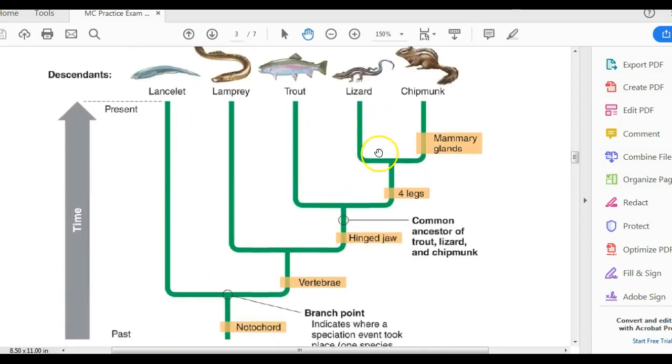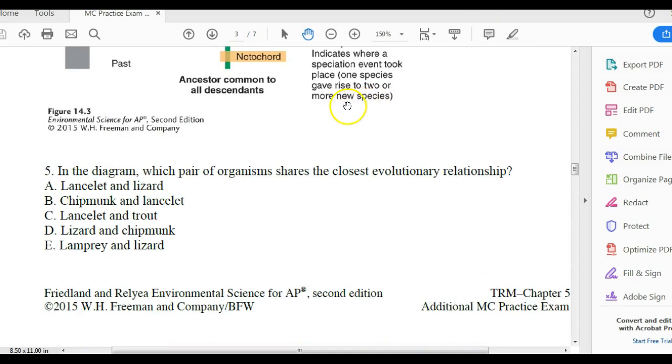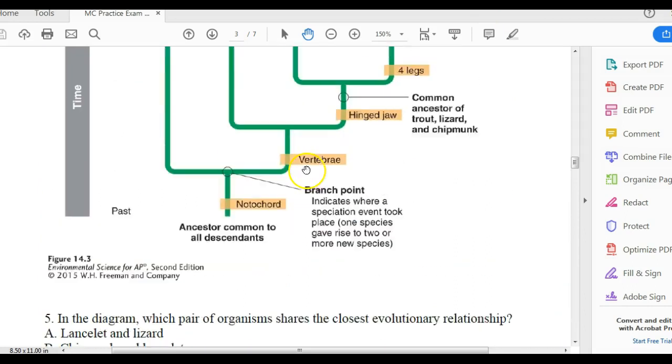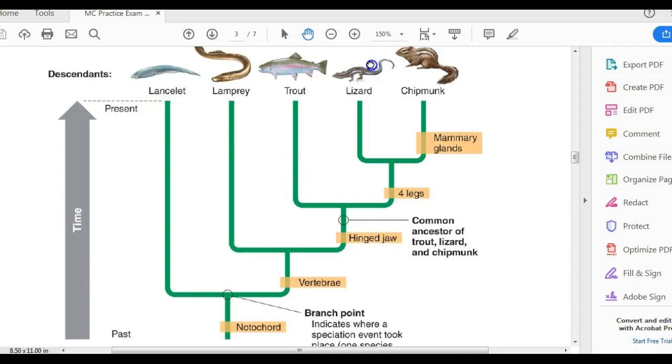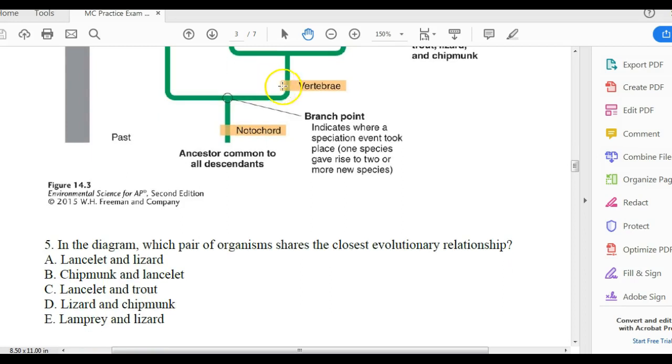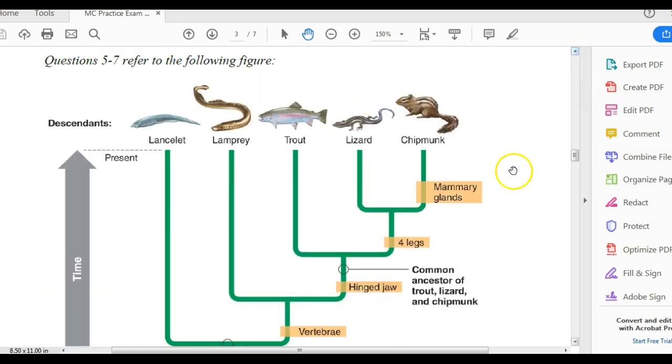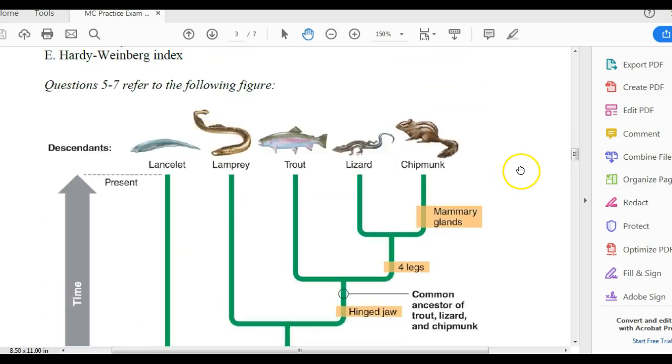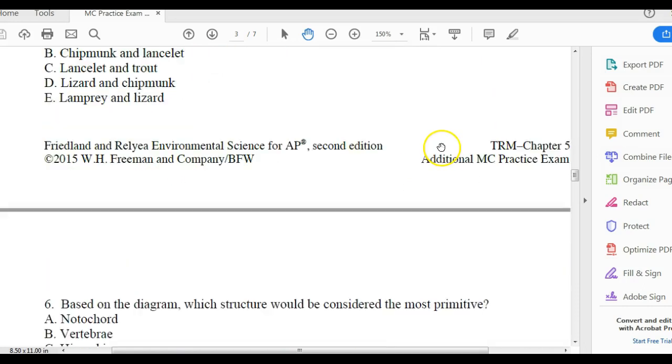All right, questions 5 to 7. So 5, it says, in the diagram, which pair of organisms shares the closest evolutionary relationship? So lancelet and lizard, chipmunk and lancelet, lancelet and trout, lizard and chipmunk, or lamprey and lizard. Which one? Which 2 are the closest? Lizard and chipmunk, so that's the correct answer there.